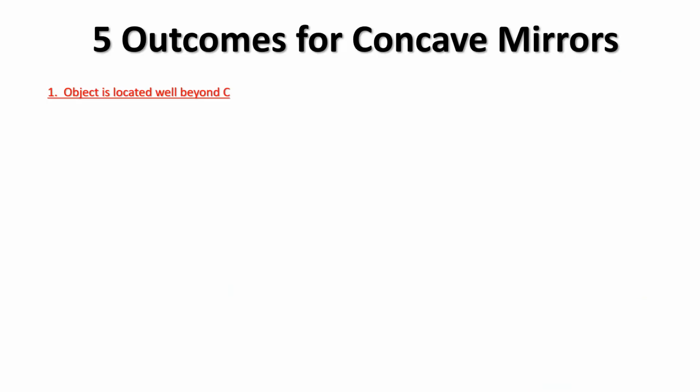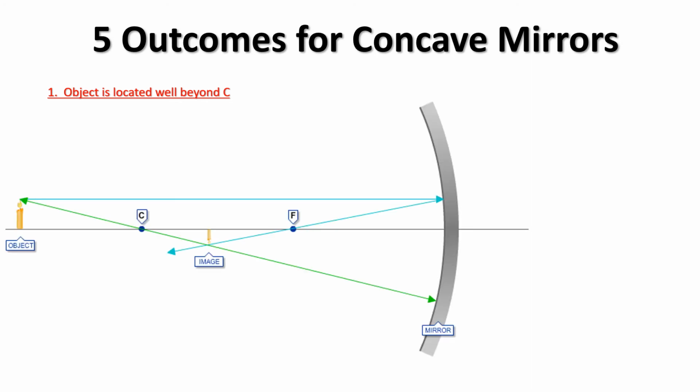So the first one is our object, and that's kind of what we just looked at in the previous slide. Our object is located well beyond C here. So there's our center, and there's our focal point, and you see that our object is way over here. And our image is forming right there. Again, it looks like the one we just did.